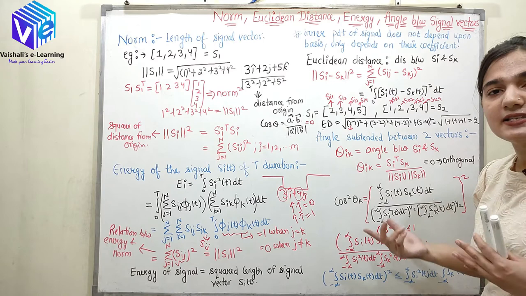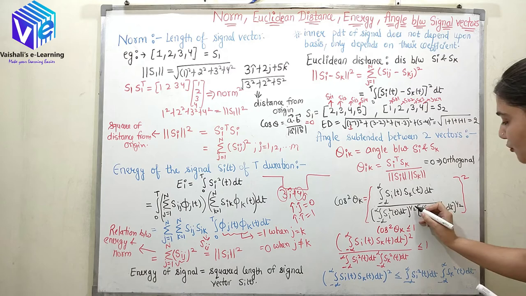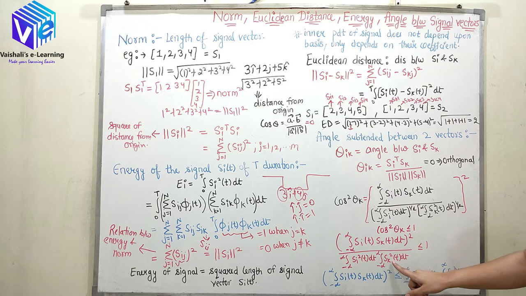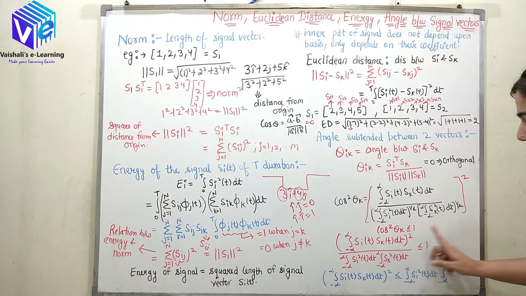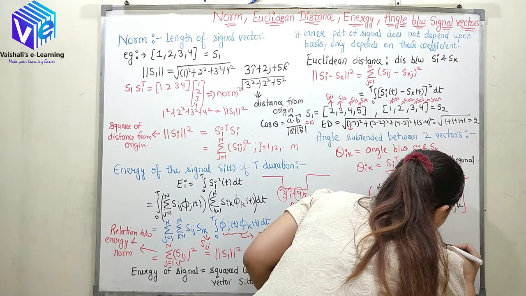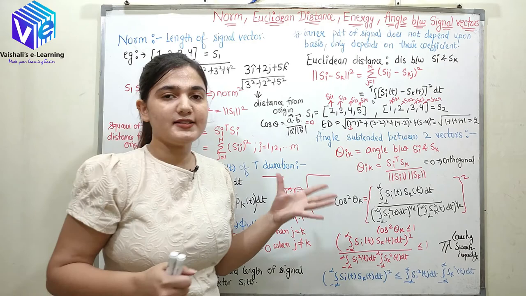So minus infinity to infinity Si into Sk square upon, so I have cancelled out this root with the square. So upon I have integration minus infinity to infinity Si square t dt, integration minus infinity to infinity Sk square t dt less than equal to 1. So when I take this denominator this side, so here I'll be having minus infinity to infinity Si t Sk t dt square less than equal to minus infinity to infinity Si square t, Sk square t dt. So what was that? That was Cauchy-Schwarz inequality. So this is the proof of the Cauchy-Schwarz inequality with the help of the signal vectors as well.